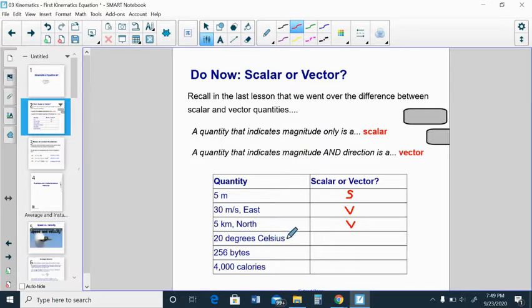20 degrees Celsius, that is only a magnitude, so that is a scalar. 256 bytes, that is also a scalar, no direction indicated. And 4,000 calories is also a scalar.